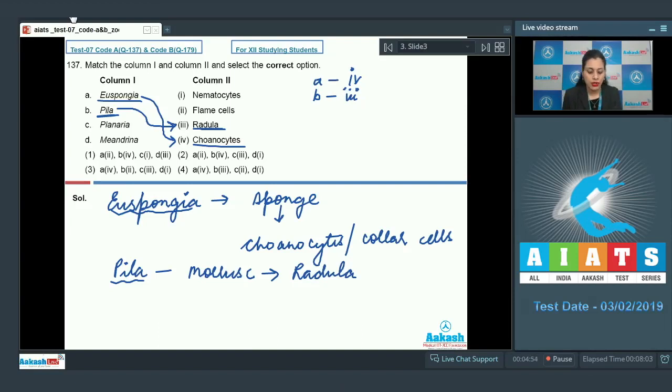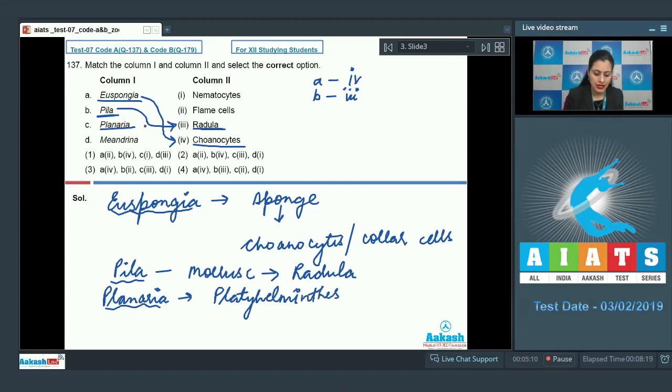Next option given in column 1 is Planaria. Planaria is a free-living platyhelminthes, and the excretory structures present in this organism is option number 2, that is flame cells. So C in column 1 matches with 2 in column 2.